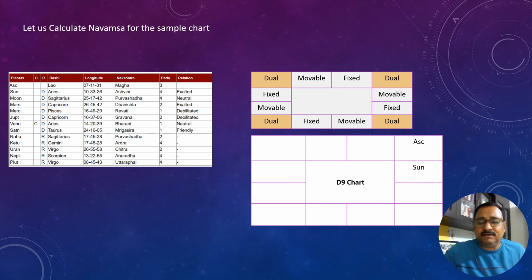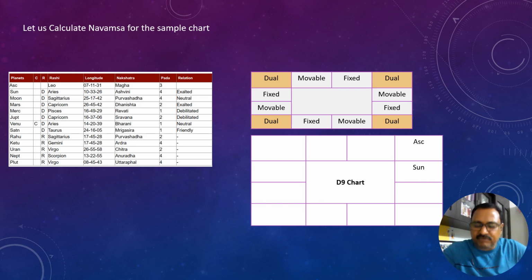Now in this case, Leo is a fixed sign. For a fixed sign, the 10th sign from it is going to start the Navamsa. For Sri Sachin Tendulkar, the ascendant is in the third Navamsa. Let's start counting from Leo, the 10th sign: 1, 2, 3, 4, 5, 6, 7, 8, 9, 10. Ascendant is at 7 degrees and 11 minutes. I'm extremely sorry, for a fixed sign, the ninth sign is the starting position for Navamsa.